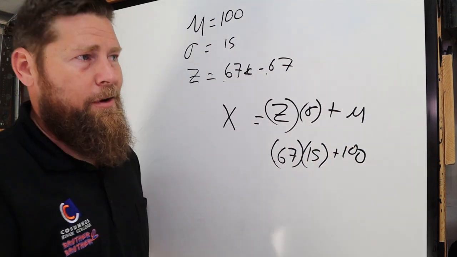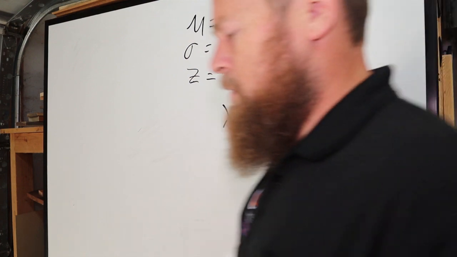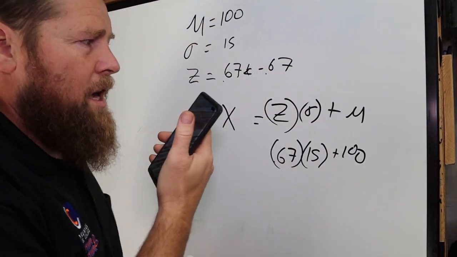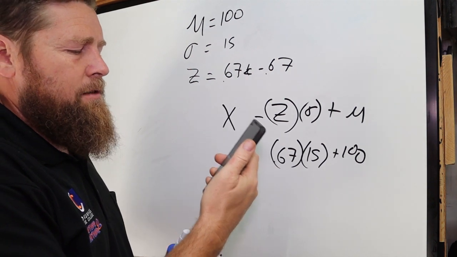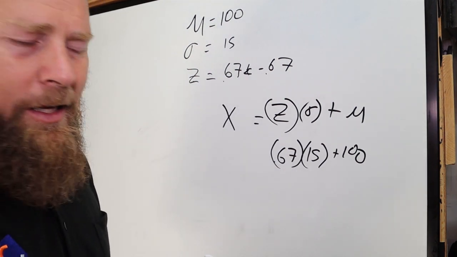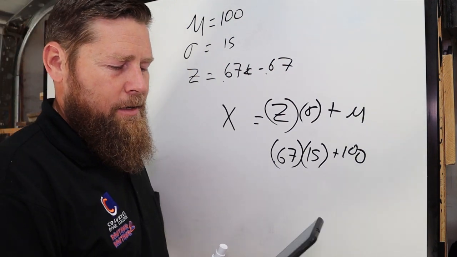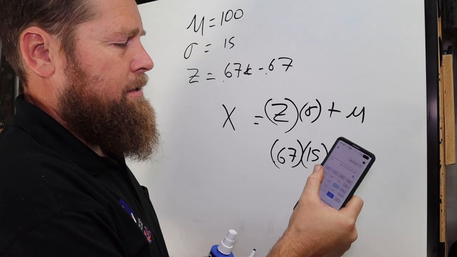I got to find my calculator here. All right. Okay, Google, what is 0.67 times 15? Nah, it didn't do it correctly. It screwed it up, so I'll have to do it here, but for myself.